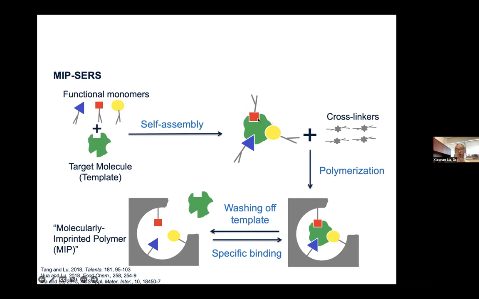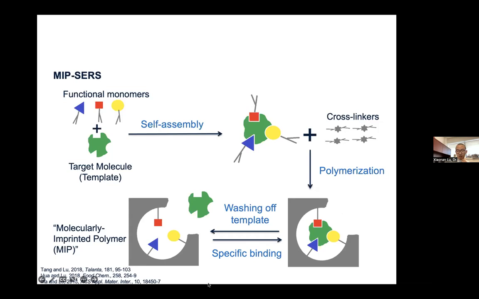So after this complex has been formed or synthesized, we will introduce the cross-linking agent to initiate the polymerization process. And eventually, such a polymer will be synthesized. But keep in mind, your template molecules are still inside of the polymers. Then we need to wash off the template by using certain types of organic solvents.